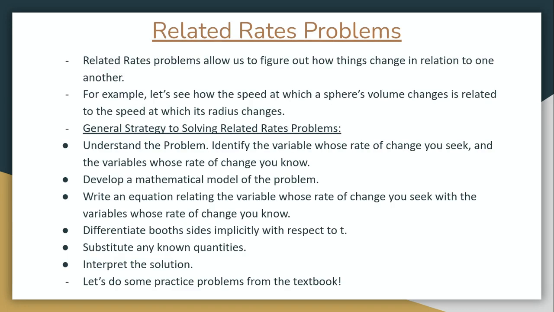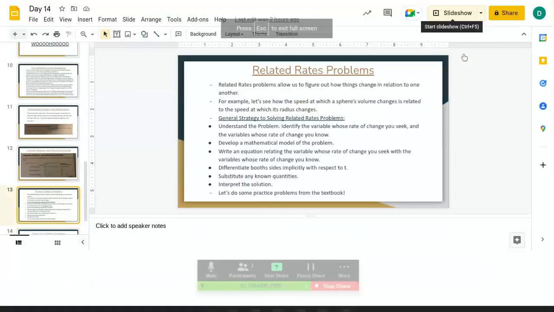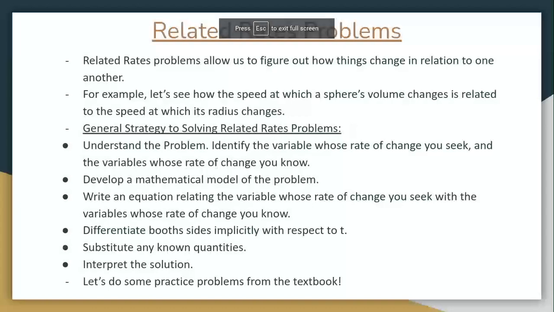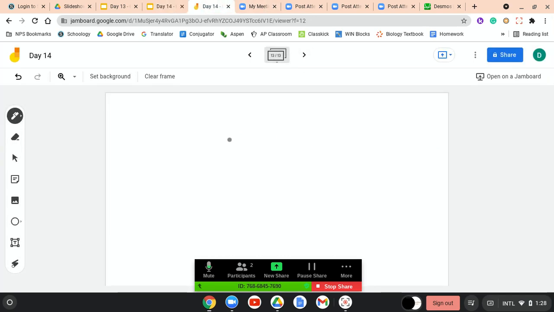Last one. Actually, I didn't realize we're already at the end. Related rates problems. Last thing, and then you're free to go. Related rates problems allow us to figure out how things change in relation to one another, right? For example, let's see how the speed at which a sphere's volume changes is related to the speed at which its radius changes. I'll do the example in Jamboard. It'll be easier to see. So let's say you had a balloon, and it was a perfect sphere, and it was deflating. The rate at which the radius of the balloon decreases obviously is correlated somehow with how the volume is decreasing, right? And related rates problems, we can figure out how they're related using the idea of related rates, and I'll show you what I mean by that.